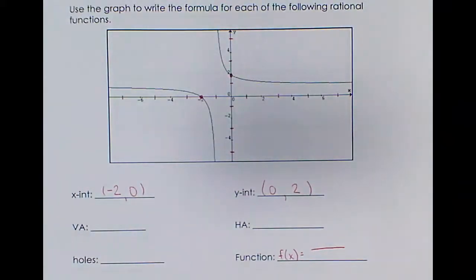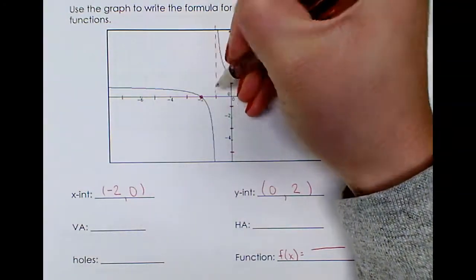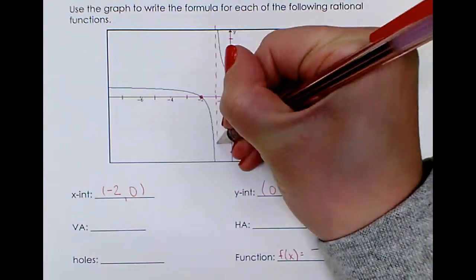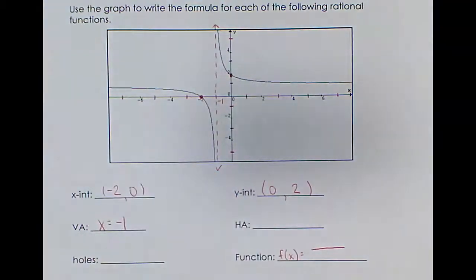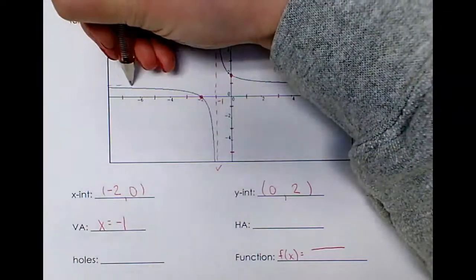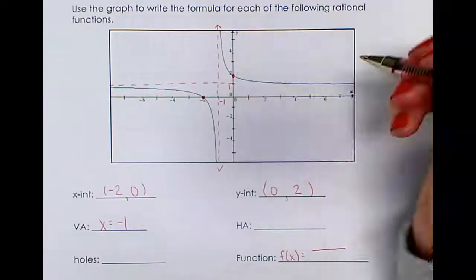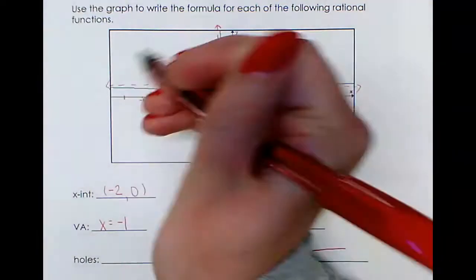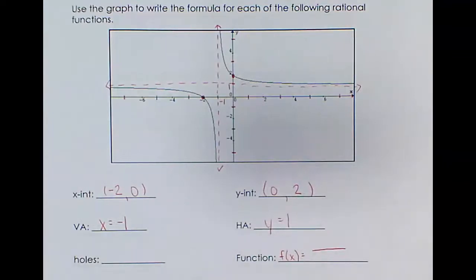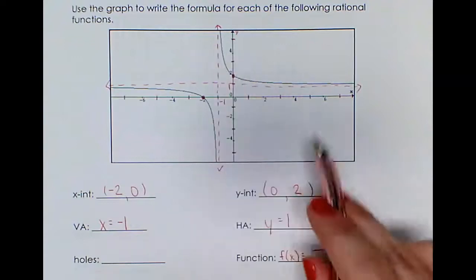The vertical asymptote is the vertical line in the middle of this hyperbola, so if I were to draw it in right here, it's going through -1. So x equals -1. The horizontal asymptote is the horizontal line going through the middle of the hyperbola, so it's right here, going through a y value of 1. So y equals 1. And then I notice that there aren't any holes. I don't see any open points along this hyperbola, so I'm going to say none.